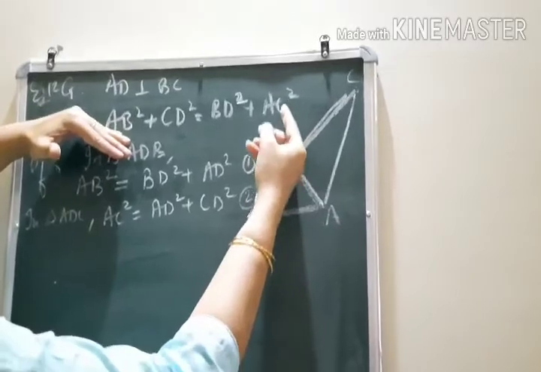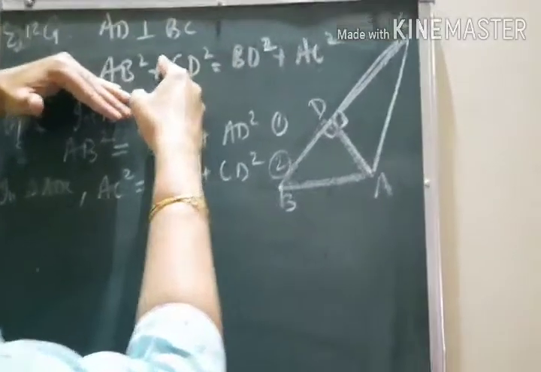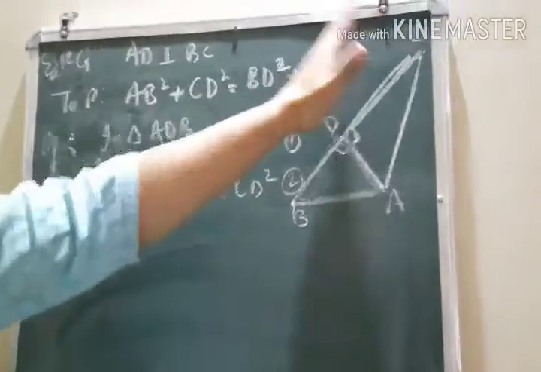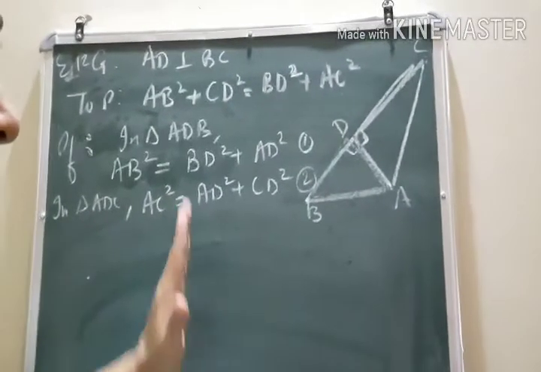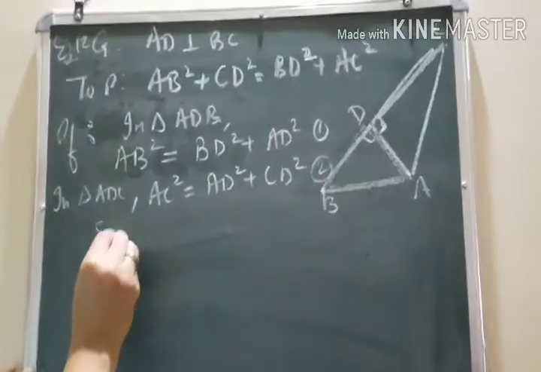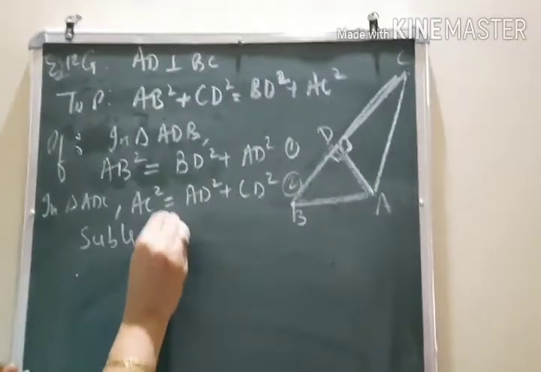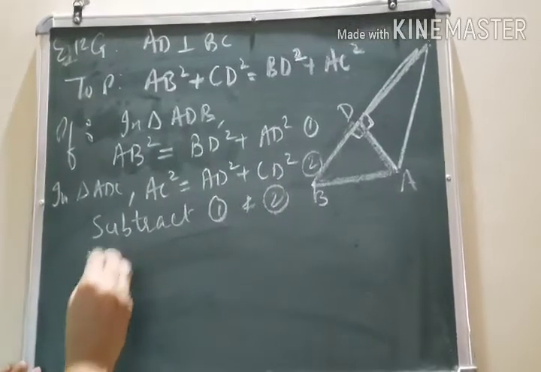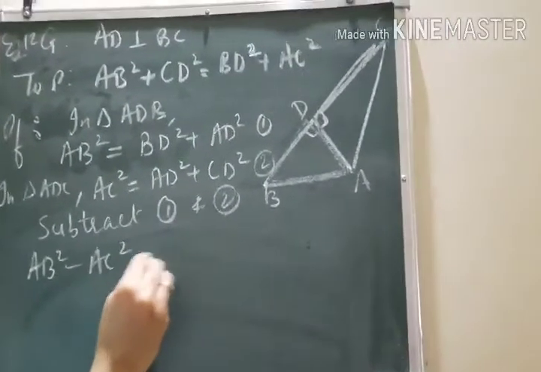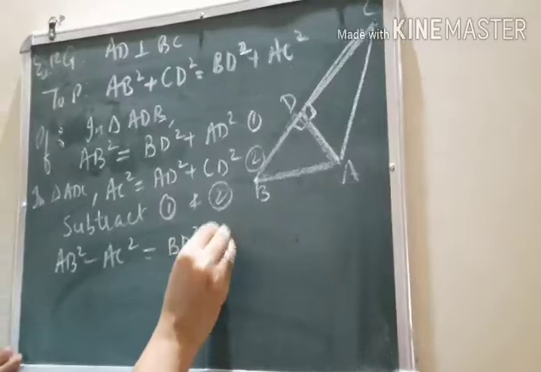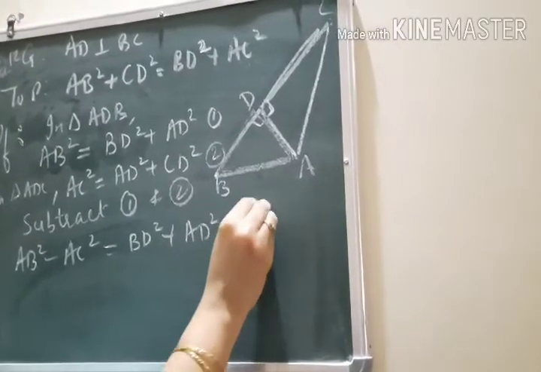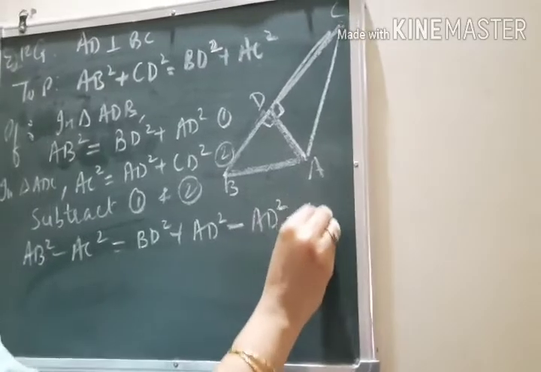So what we'll do? If I take this AC square to this side, it will come with a negative sign, right? AB square यहाँ पर लाएंगे तो AC square minus करना पड़ेगा. So we'll subtract these two equations. Subtract 1 and 2. When you subtract 1 and 2, it will be AB square minus AC square is equal to BD square minus AD square, sorry, plus AD square minus CD square.